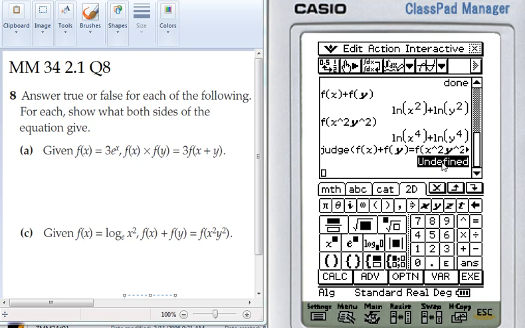I'm looking for true for always true. I'm looking for false for always false. But undefined will tell me there might be one or two values of x where they're equal.